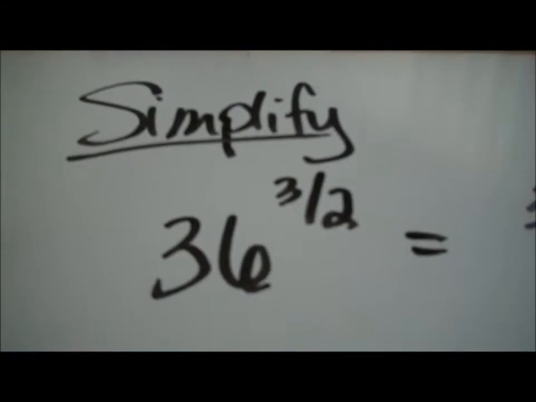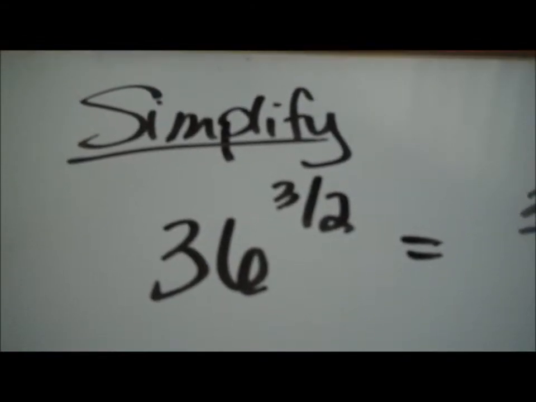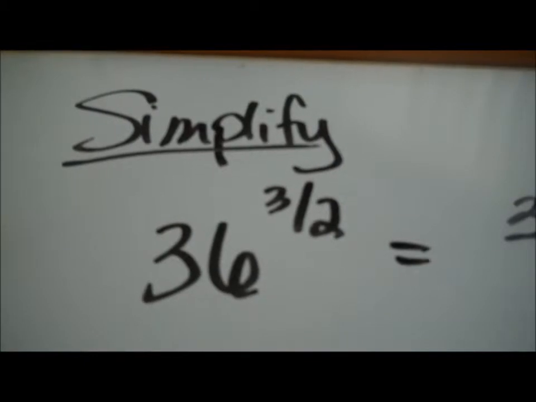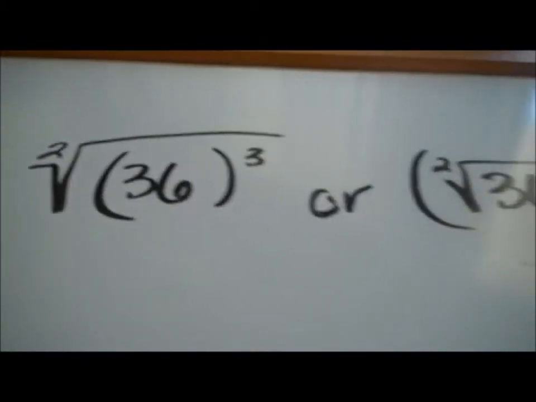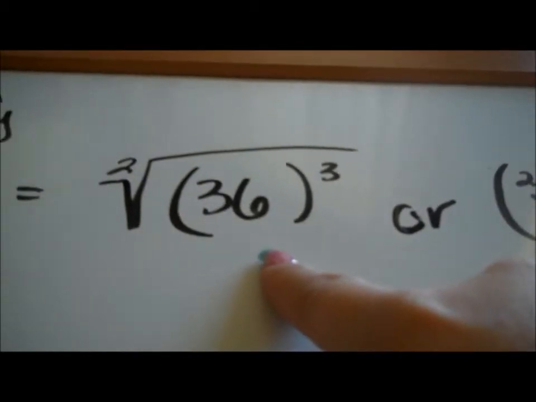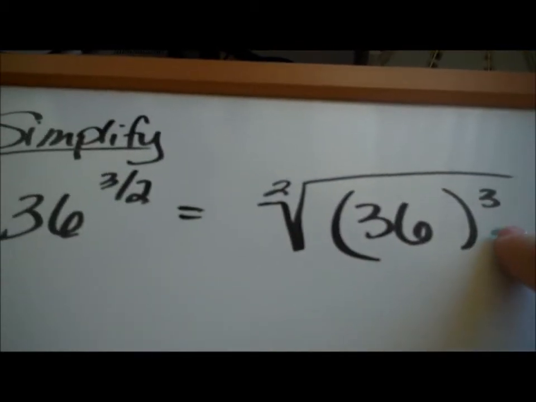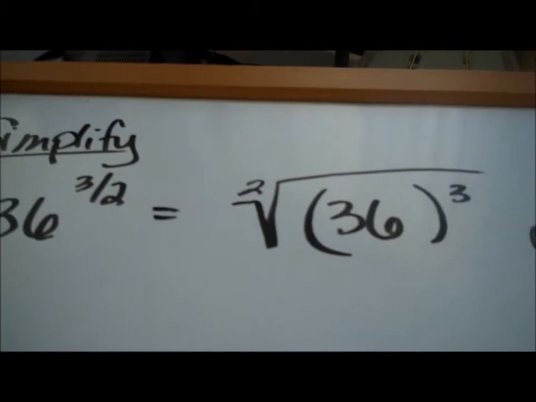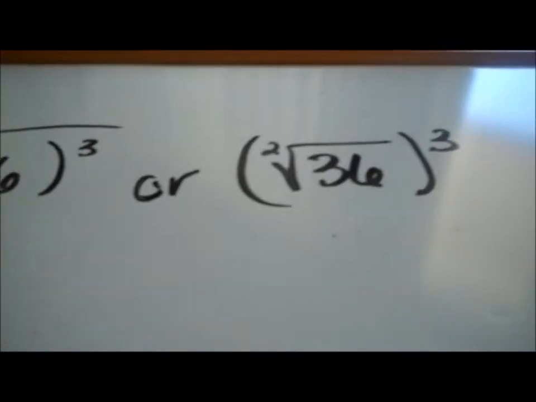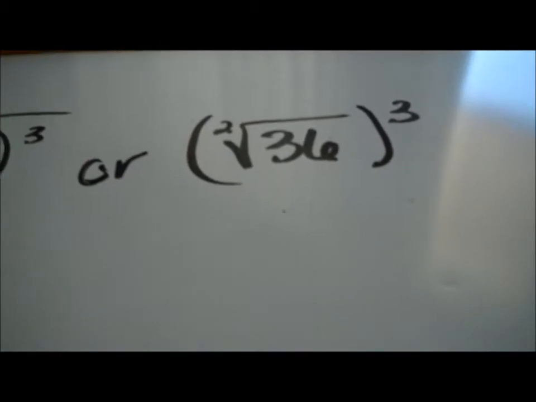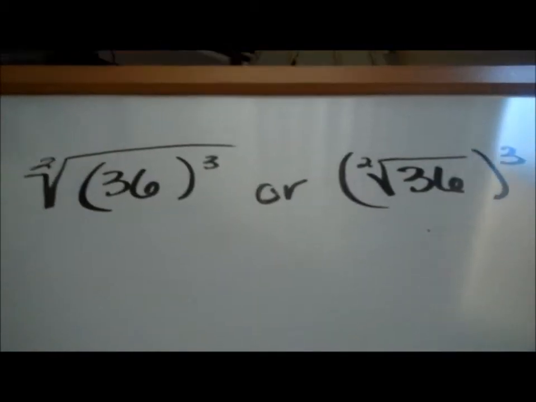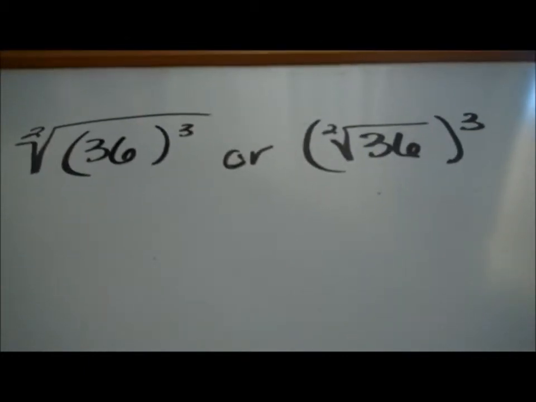Okay, if I ask you to simplify 36 raised to the 3/2 power, we can rewrite this into radical form 2 different ways. We talked about this just before this. So I can take 36 to the 3rd power inside with a radical of 2, or I could do the very opposite way and do it like this. So the square root of 36 raised to the 3rd power. Now both are correct.